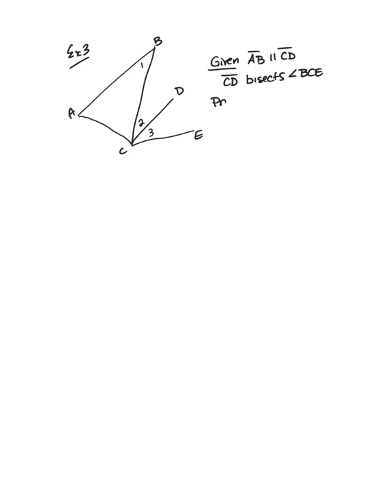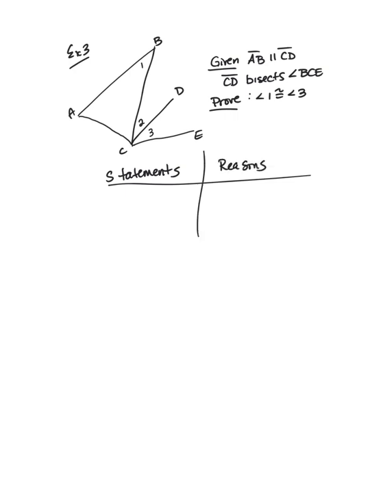Okay, we're going to prove that angle 1 is congruent to angle 3. All right, so here's how we do this. We start with our first given. We see what conclusions we can draw from that, okay? So statements, reasons. Number 1, AB is parallel to CD.